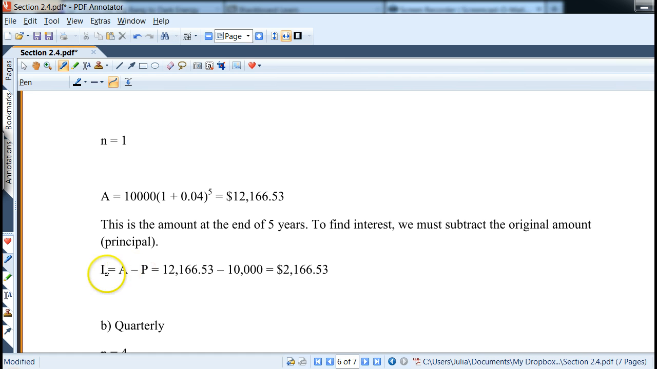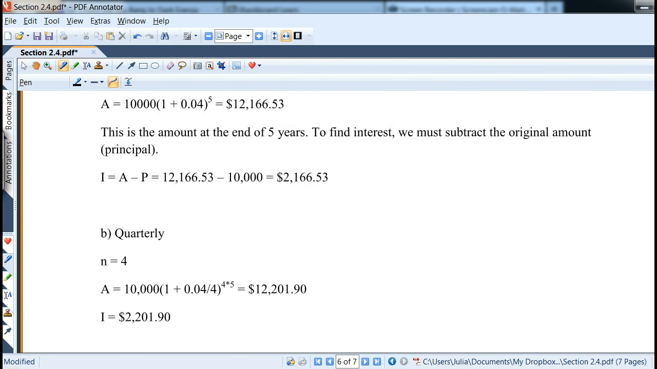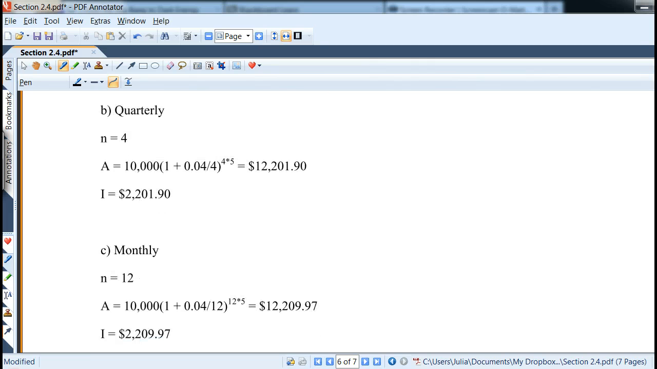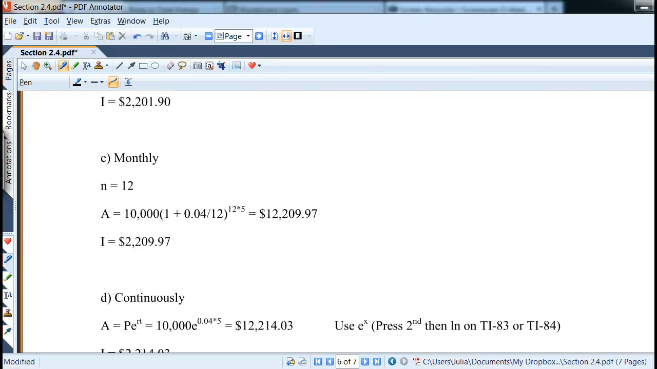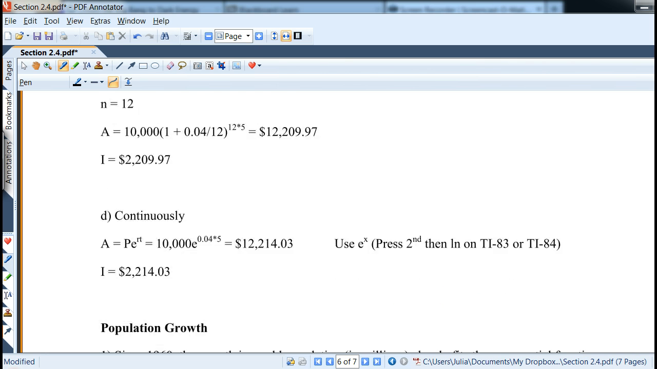But the question asked for the interest. How can you find out? That's the amount minus the original principal. So I'm getting $2,166.53. Quarterly, same kind of idea. Notice again, I wrote it specifically how I plug it in a calculator. Monthly, again, same idea. I just used 12 for the n. And continuously, again, same idea. I used e to the x power, where if you're using a TI-83 or TI-84, it's second ln, and you can find it on most even scientific calculators.